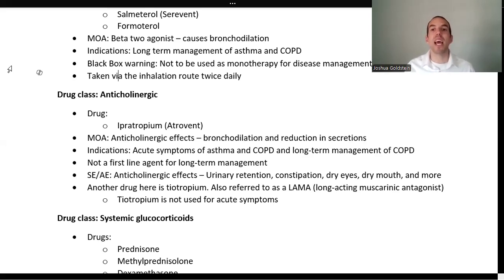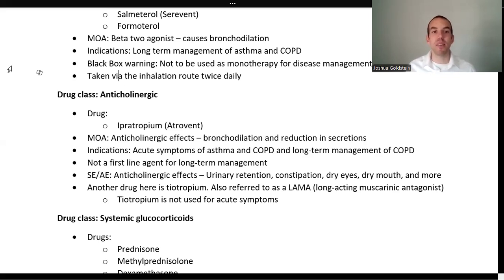Ipratropium is very often used in what's called a duoneb. A duoneb is a drug that has both ipratropium and albuterol in it. Duo, it has two medications in it, and it's very commonly used for acute asthma exacerbation. I'm not going to get into the details of when a patient should get ipratropium with albuterol versus just albuterol.